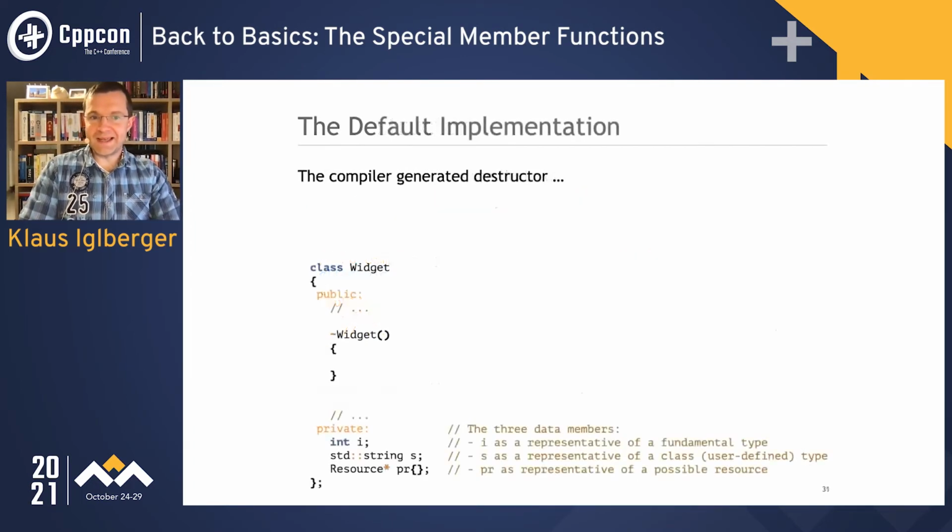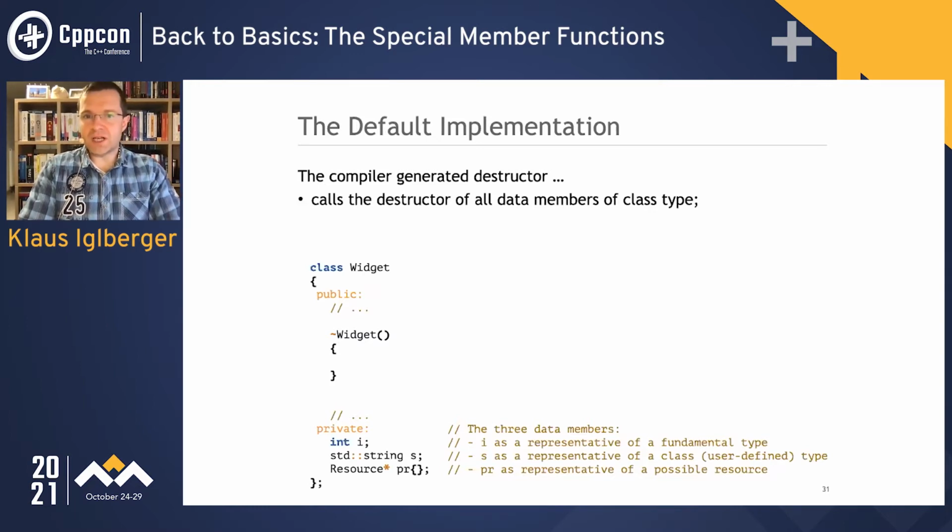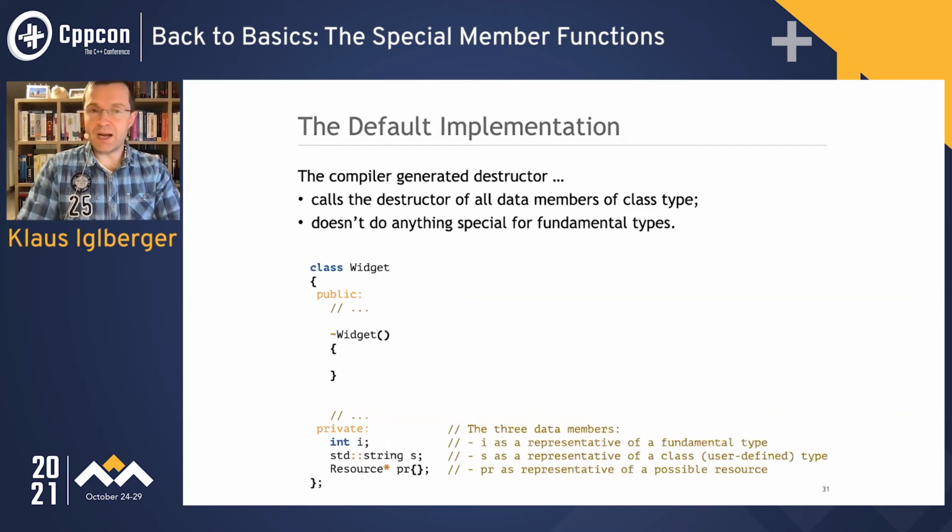However, of course, destructors are there for a reason. Destructors are supposed to clean up an object. When the lifetime ends, all outstanding responsibilities should be taken care of. Now the compiler-generated destructor calls the destructor of all data members of class type. So if I have a string, that destructor is definitely called. But the compiler-generated destructor does not call anything for any fundamental type. So strictly speaking, there is no destructor for these kinds of types. No, not for ints, not for pointers.